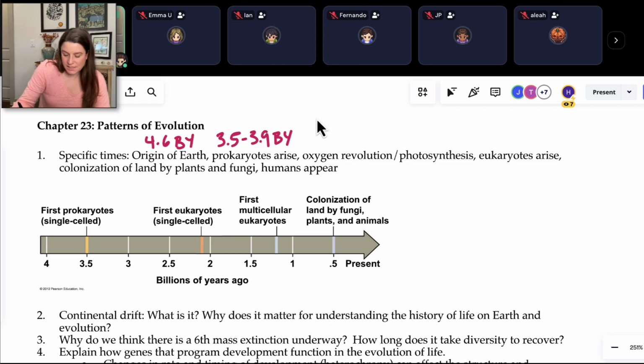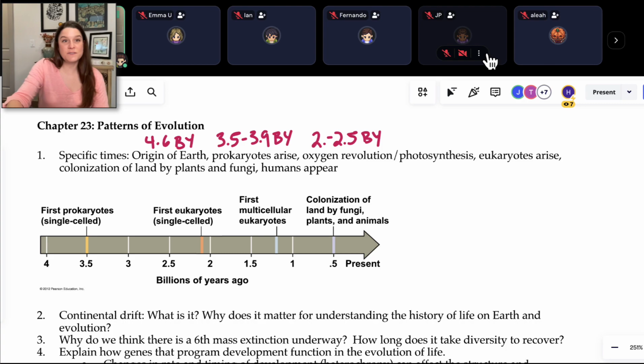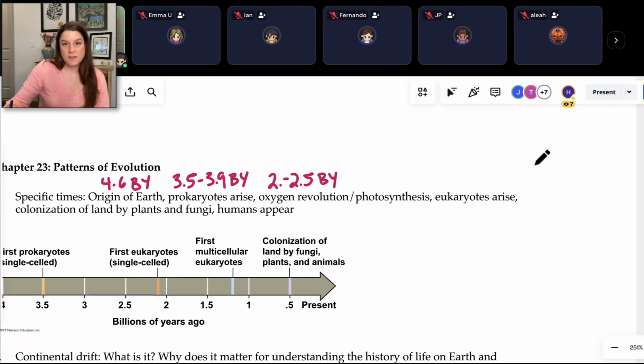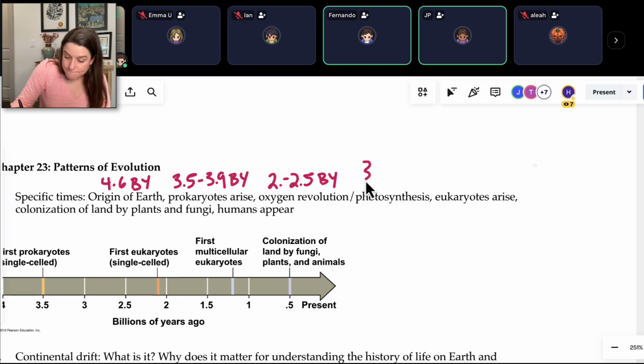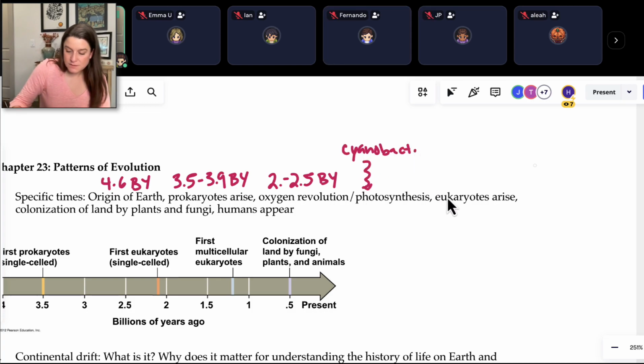Oxygen revolution. Oh, that's 2.5-ish, 2.5 billion years ago. So that's photosynthesis. And who did photosynthesis first? Well, who did oxygenic photosynthesis? I should specify that. What kind of organisms? Cyanobacteria. Yeah. Good job. Cyanobacteria.